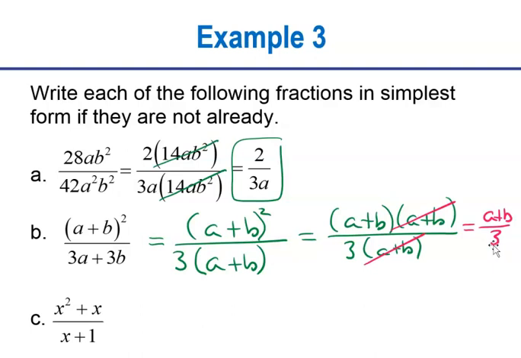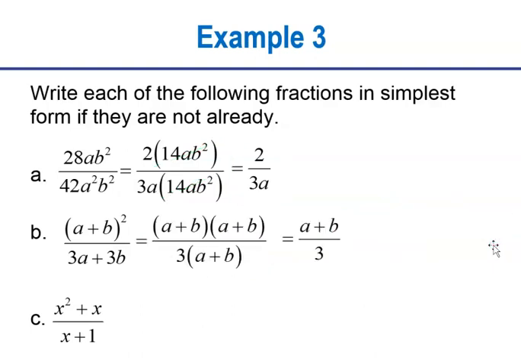Now if we look at the typed up version, notice they did write A plus B squared out as A plus B times A plus B. And then they factored, the 3 comes out, and they cancel those common A plus B's. Now for example C, how about you pause it and you try C on your own and see if we get the same result.